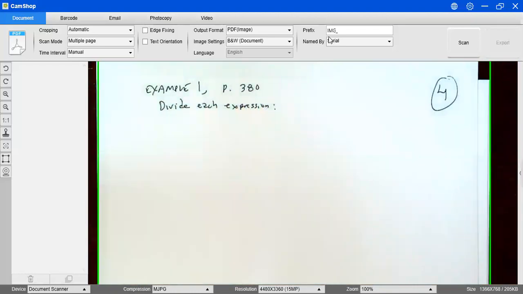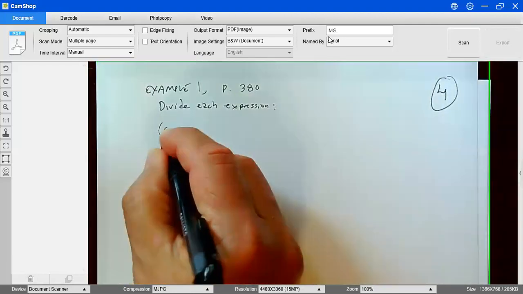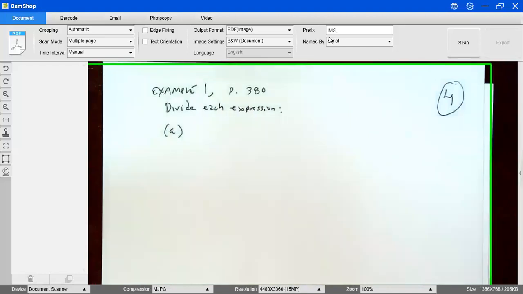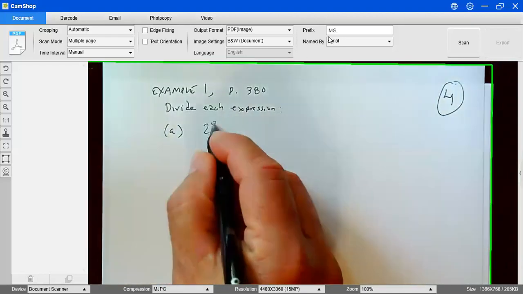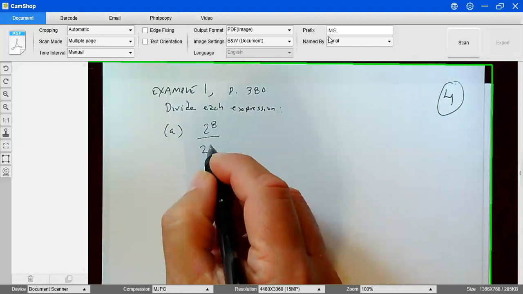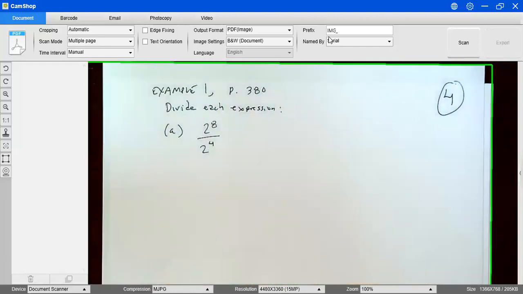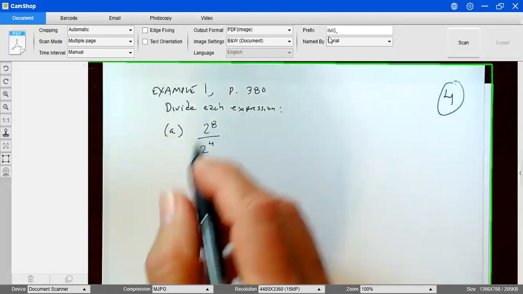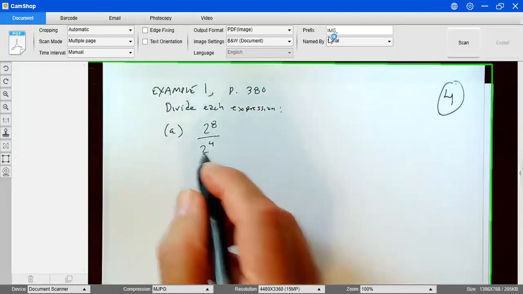So this is on page 380. So I have here the first one. So I have 2 to the 8 divided by 2 to the 4. So that's my first quotient. So the base is 2 in this case, and the base is 2 in this other case.